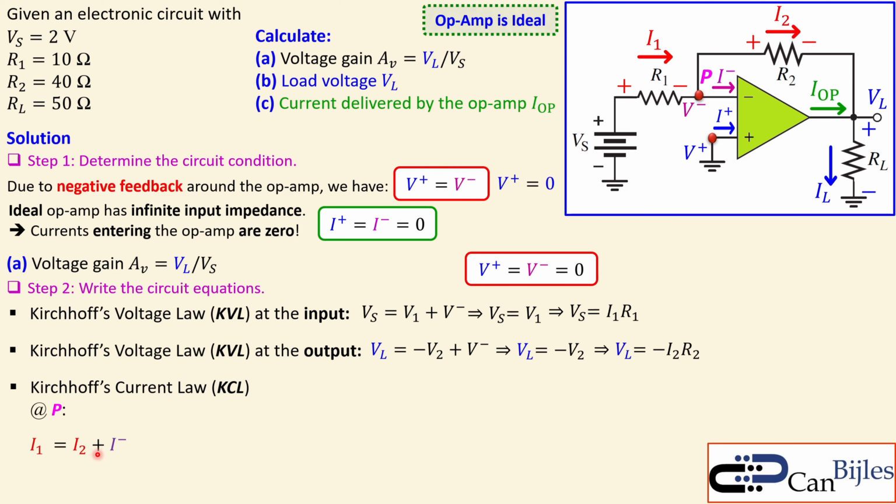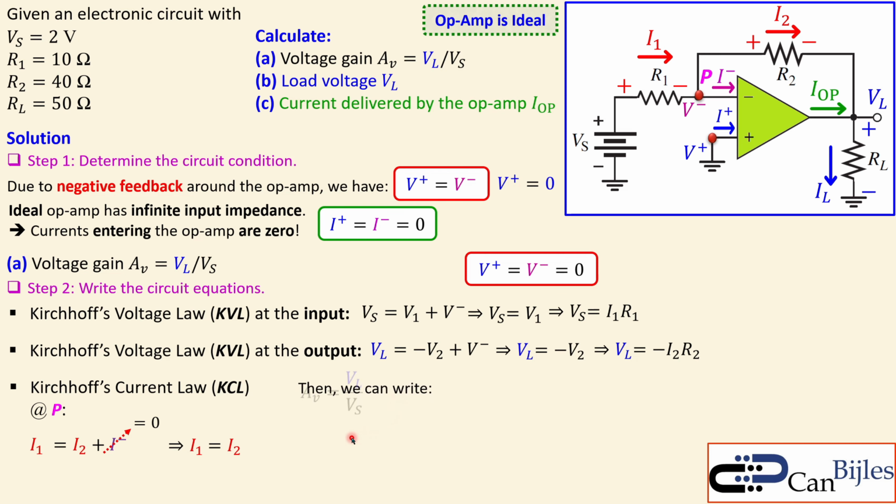But we know I minus is 0, because the current flowing into the terminals of the op-amp is 0, because the input impedance of the op-amp is infinite. So in the ideal case, we have an open circuit there, so we can get rid of this part. We now have I1 equal to I2. That is the condition we get from Kirchhoff's current law at node P.